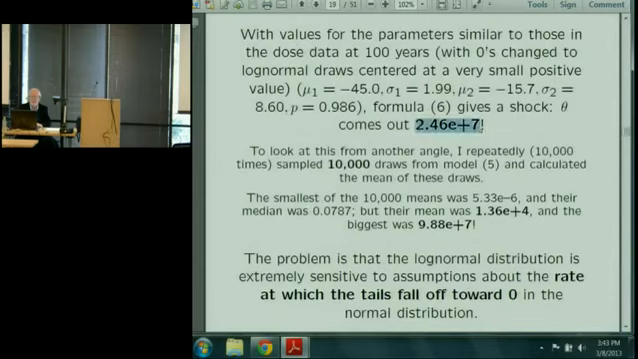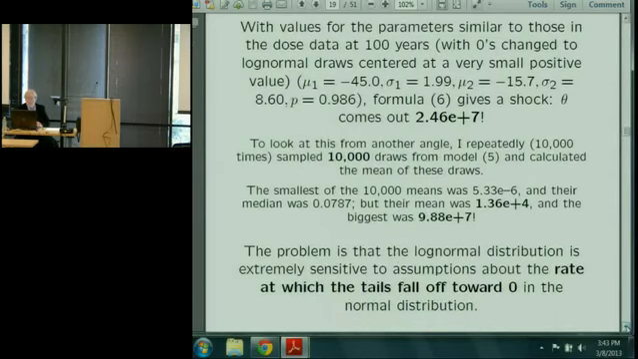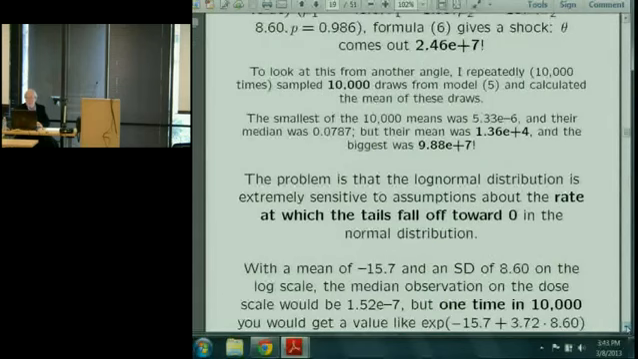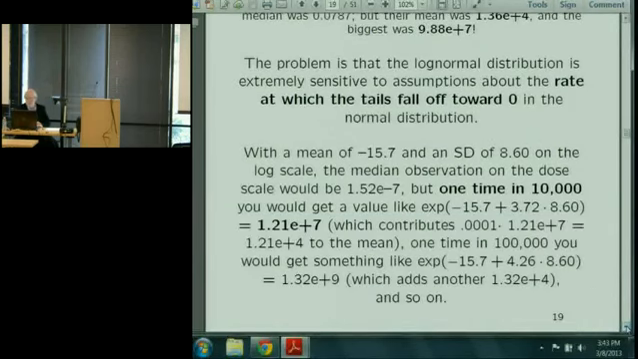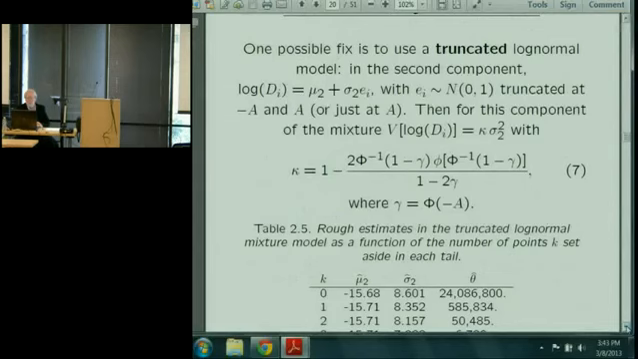And obviously that's absurd, when the biggest number in the whole data set was 181. The reason is that the log normal distribution is unbelievably sensitive to assumptions built into the normal curve about the rate at which the tails fall off. So then I did some modeling with truncated log normal distributions, and that worked quite well.